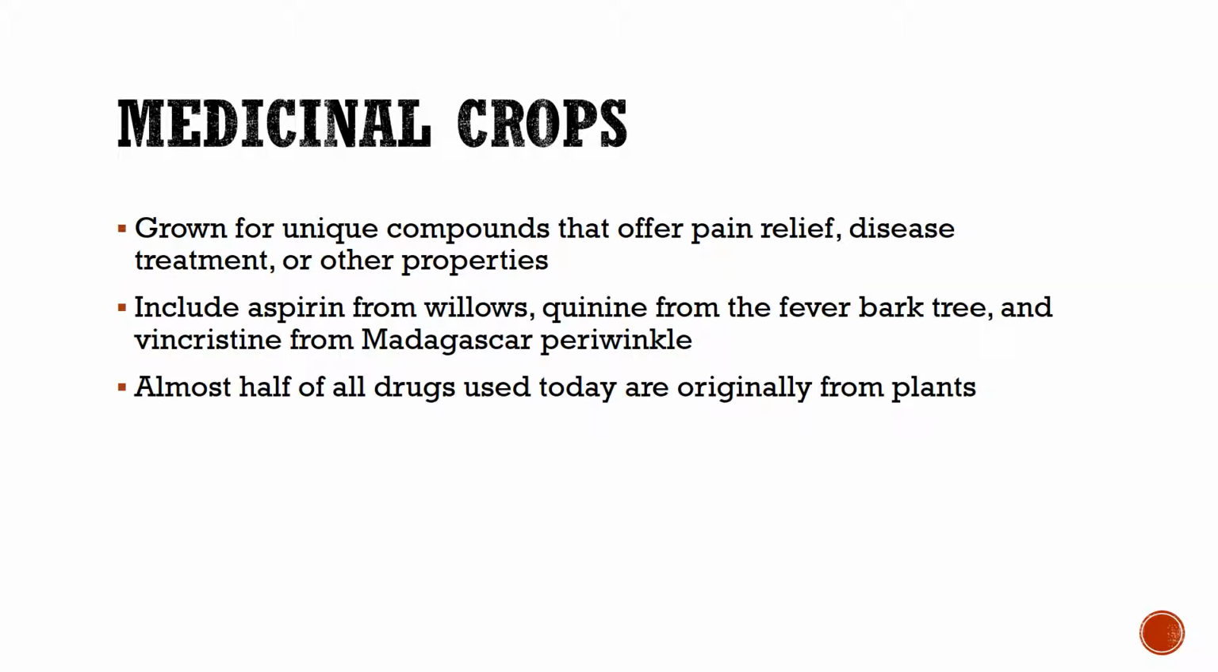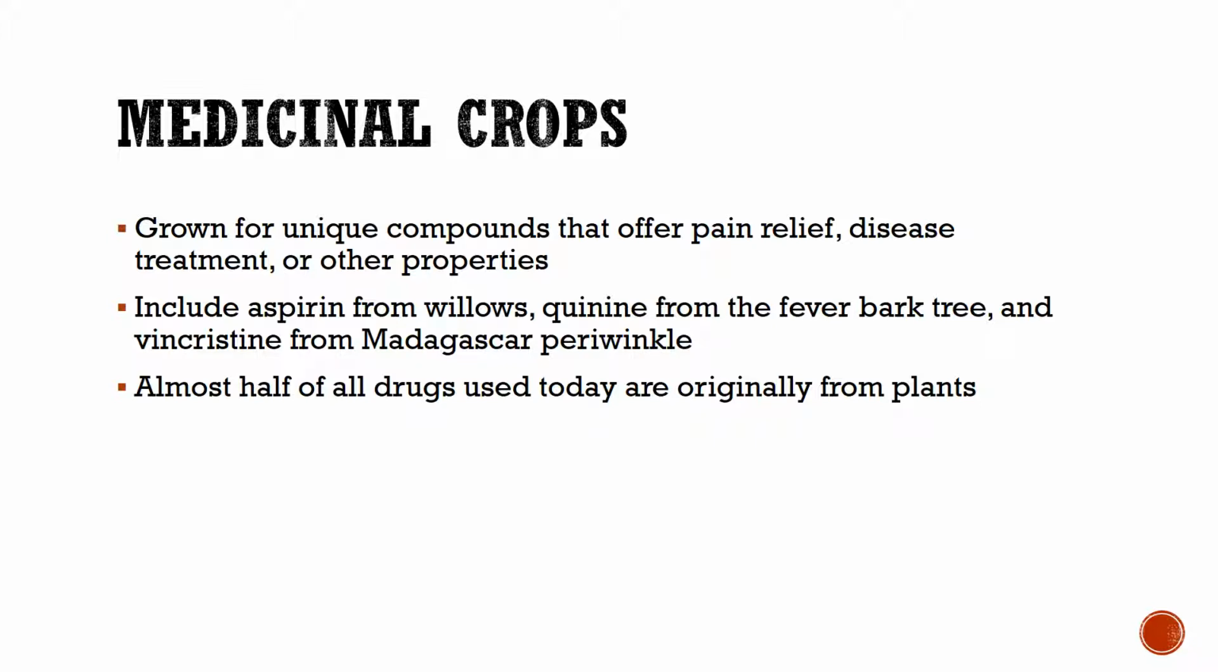Okay, medicinal crops. These are crops that are grown specifically because they give us some sort of pain relief or disease treatment, or different ways of making us feel better. So herbs, naturally cleansing ways of growing crops. One of the big reasons why we use these is that aspirin is actually from willows, so that's a pretty big thing.